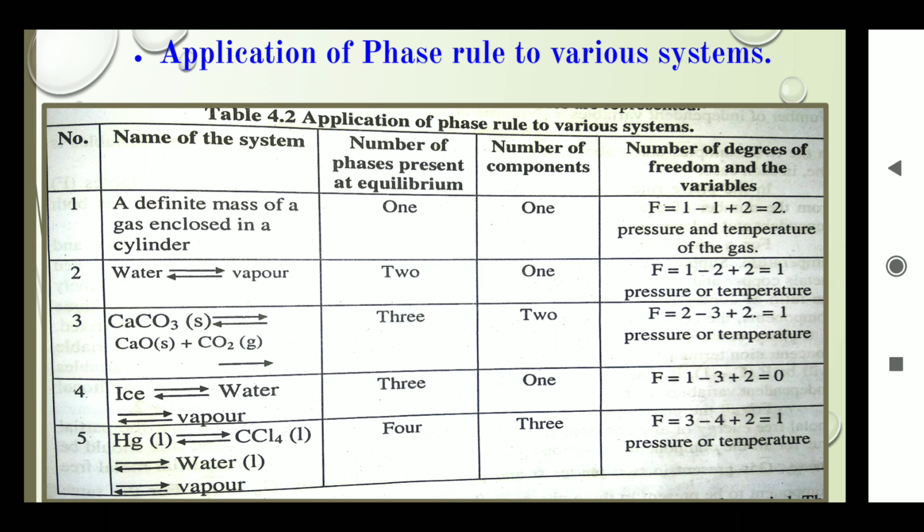So the number of degrees of freedom, F = C - P + 2. C will be 3, P will be 4. So 3 - 4 + 2 becomes 1. So pressure or temperature goes on changing.